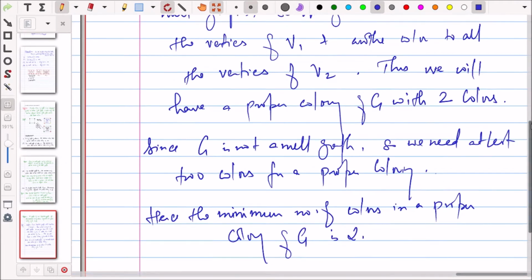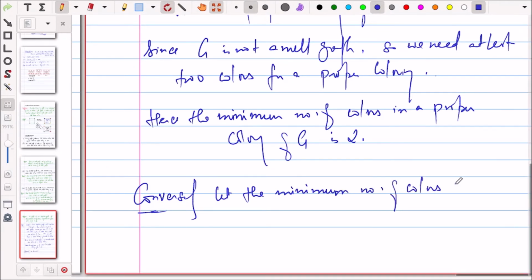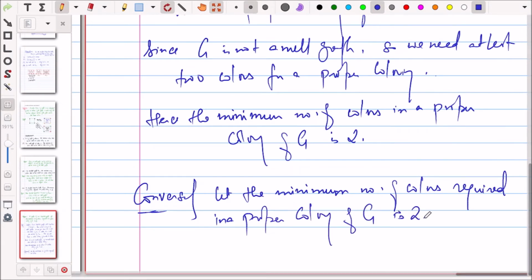अब कन्वर्स बताओ. Conversely, let the minimum number of colors required in a proper coloring of G is 2. ठीक है, so उसके बाद क्या करेंगे? अब हमें दो पार्टीशन करना है वर्टेक्स सेट को, तो किस तरह से पार्टीशन करेंगे हम?